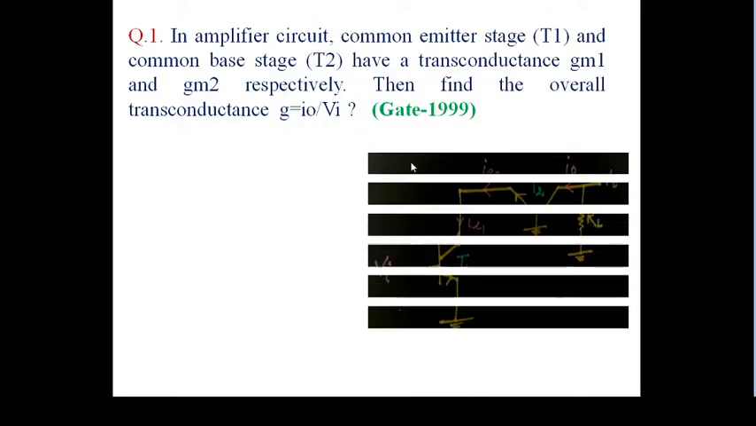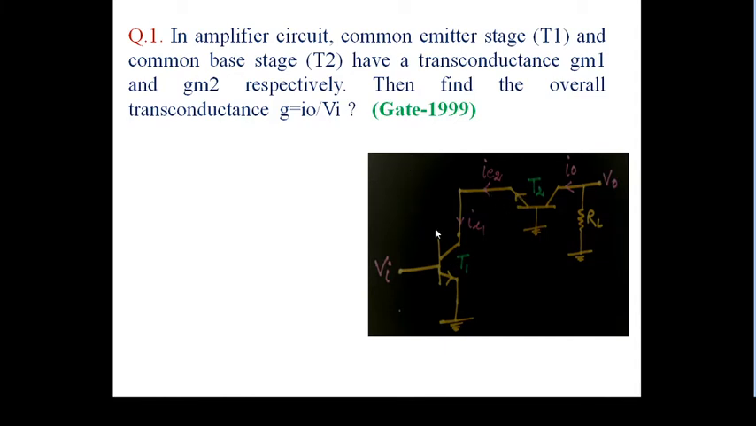The question is, in an amplifier circuit, basically a cascade amplifier, we have two transistors, T1 and T2, and the corresponding transconductances are GM1 and GM2 respectively. We have to find the overall transconductance, that is I naught by Vi. This is a GATE 1999 question. The options are GM1, GM2, GM1 by 2, GM2 by 2, but the correct answer is GM1.